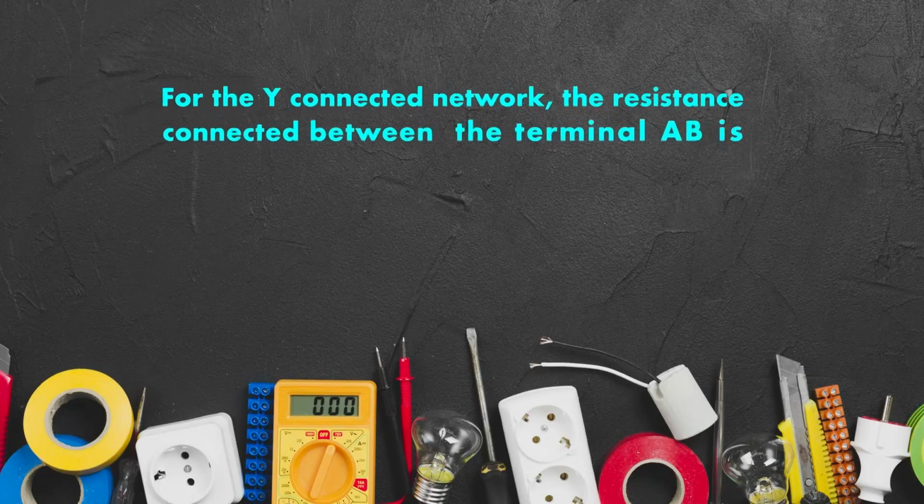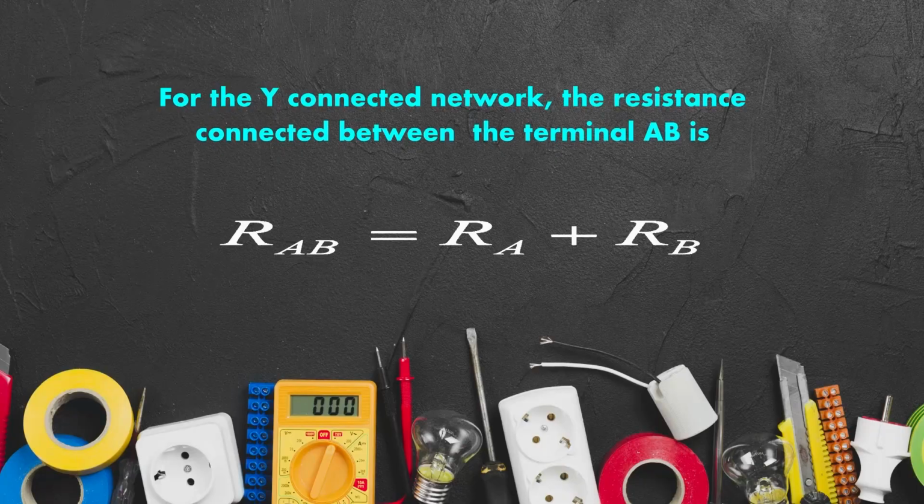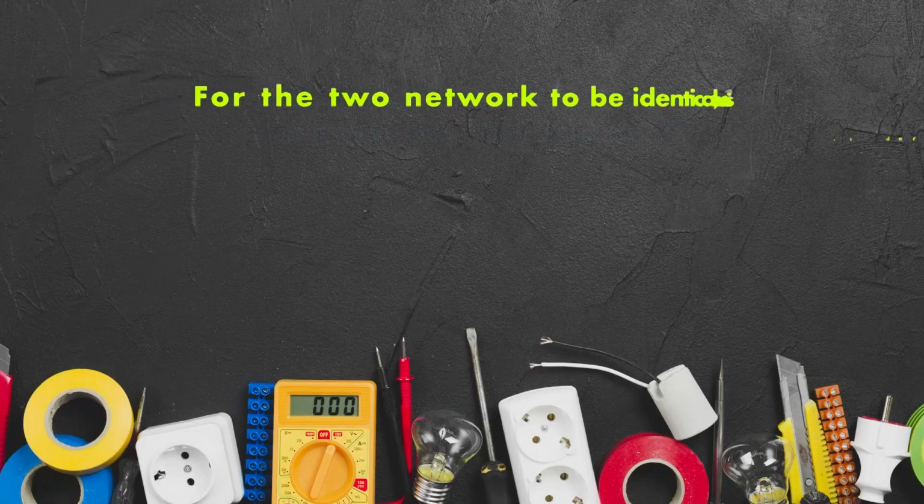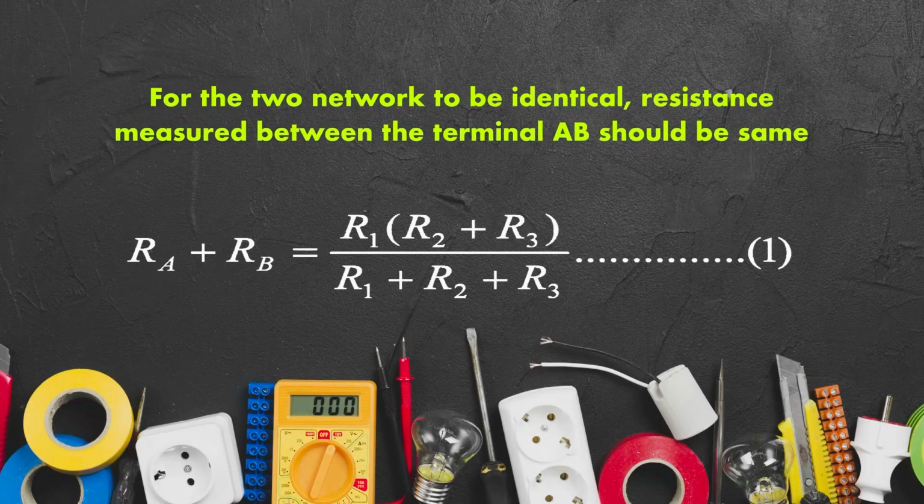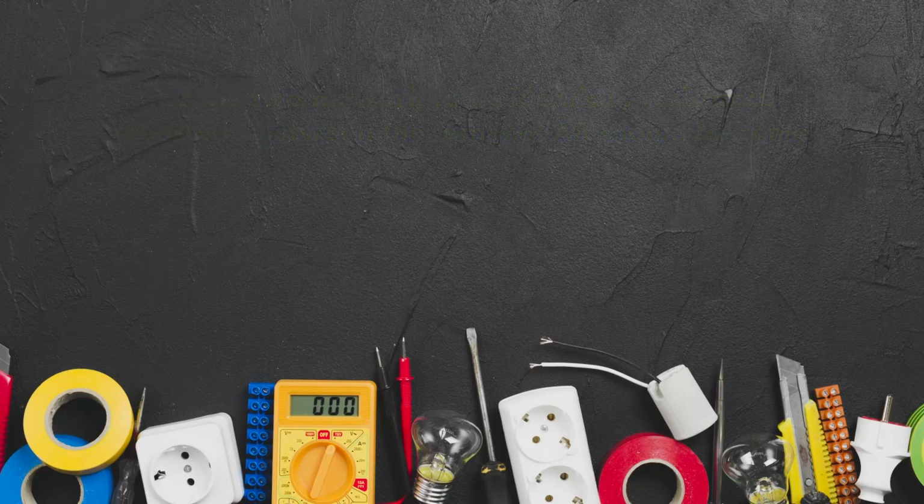So for star connection network, the resistance connected between terminal AB is equal to what? RAB can be written as RA plus RB. So for the two networks to be identical, resistance between the terminal AB should be the same. So this can be written as RA plus RB is equal to what? R1 multiplied by R2 plus R3 upon R1 plus R2 plus R3. This can be written as equation number 1.